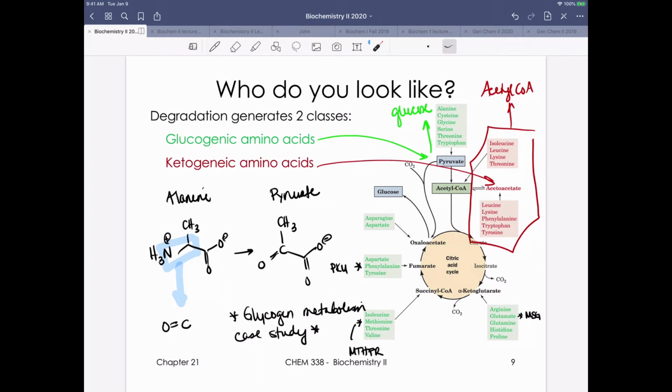So just to highlight some stories that we are going to talk about, we are going to talk about metabolism of the amino acid phenylalanine as it relates to the metabolic disorder PKU. We are going to talk about glutamate a little bit more as we talk about how we synthesize amino acids, and we're going to talk about MSG for that. And then we're going to talk about methionine synthesis as that relates to MTHFR genes. So we talked about those last semester.